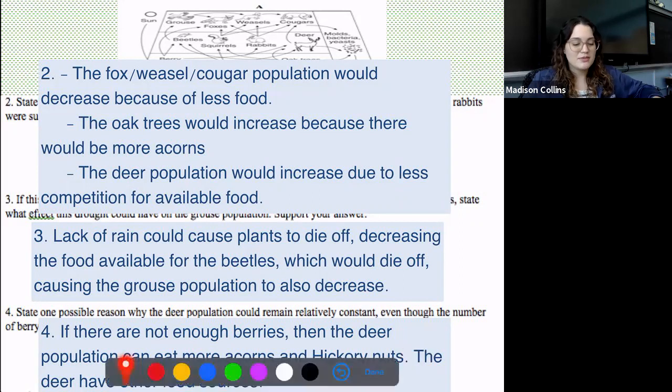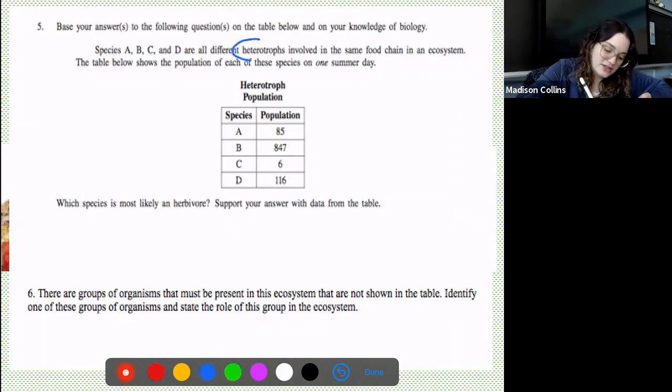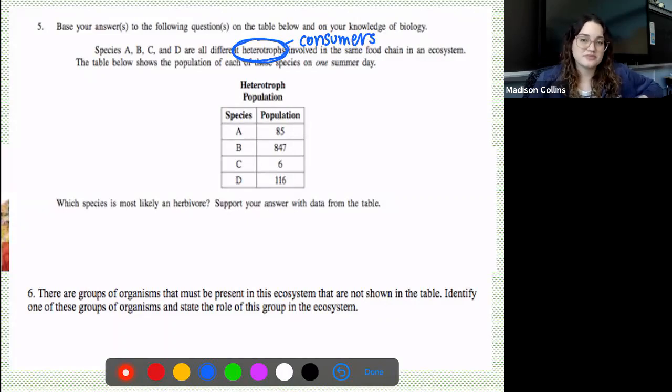All right, moving on to number 5. Base your answer to the following questions on the table below and on your knowledge of biology. Species A, B, and C are all different heterotrophs. What does that word mean? Well, troph is referring to feeding or food, and hetero means different. So we know that heterotrophs are going to be consumers. They have to eat other organisms to get their energy. These are heterotrophs or consumers involved in the same food chain in an ecosystem.